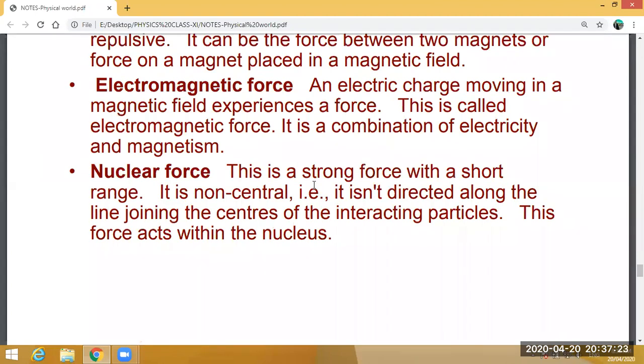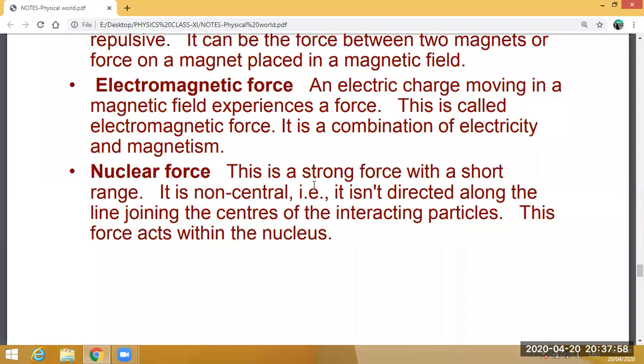Nuclear force is the strong force with a short range. This force is strong only within the short range, that is within the dimension of an atom. And it is a non-central force. So far, electrical force and gravitational force were central forces. So this is a strong force with short range and it is a non-central force. It is directed along the line joining the two centers of the interacting particles. That's why it is a non-central force.